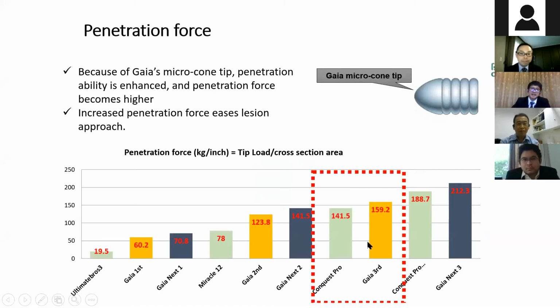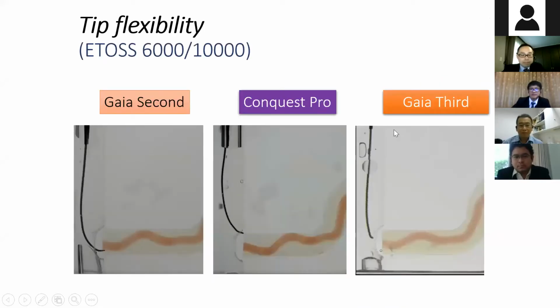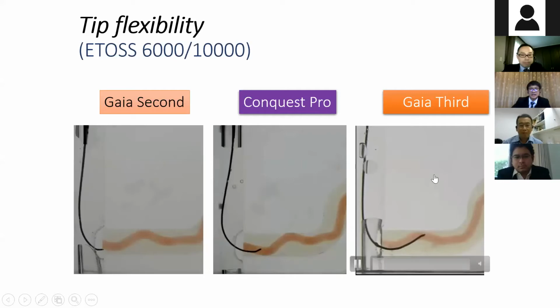When I compare the penetration force of the Conquest wire and the Gaia wire, you see that the Gaia wire has a higher penetration force than the Conquest wire, because it has a micro cone tip. It is a smaller tip area. Besides that, the Gaia wire has more tip flexibility than the Conquest wire.